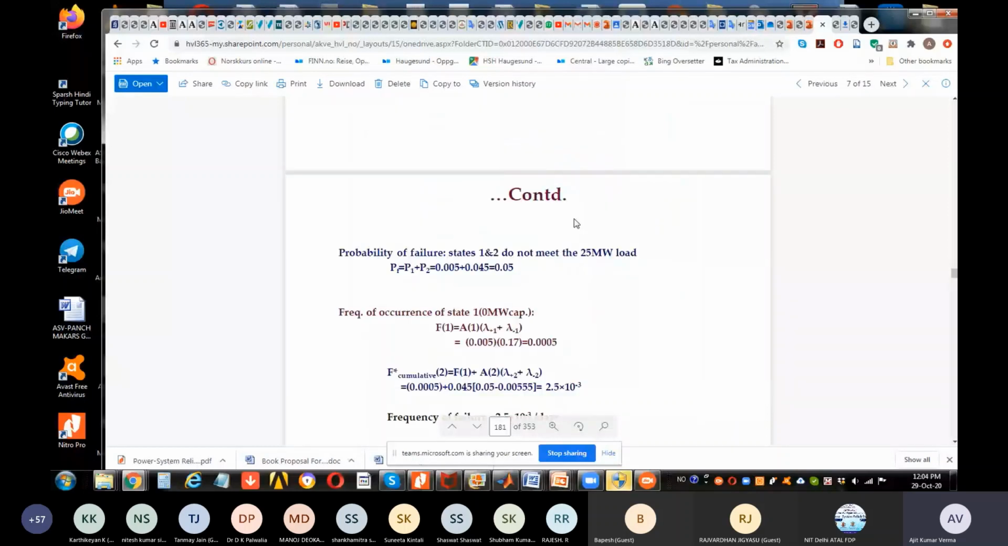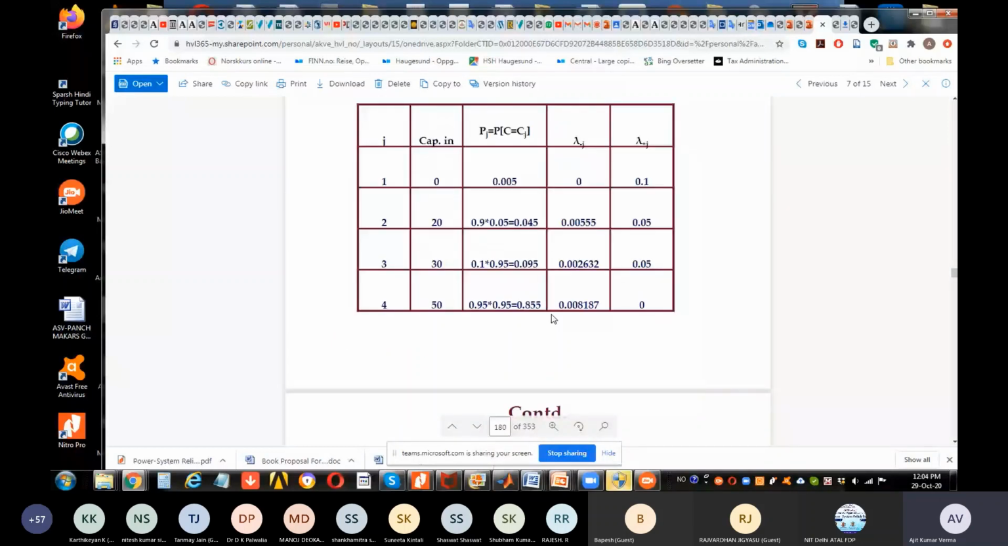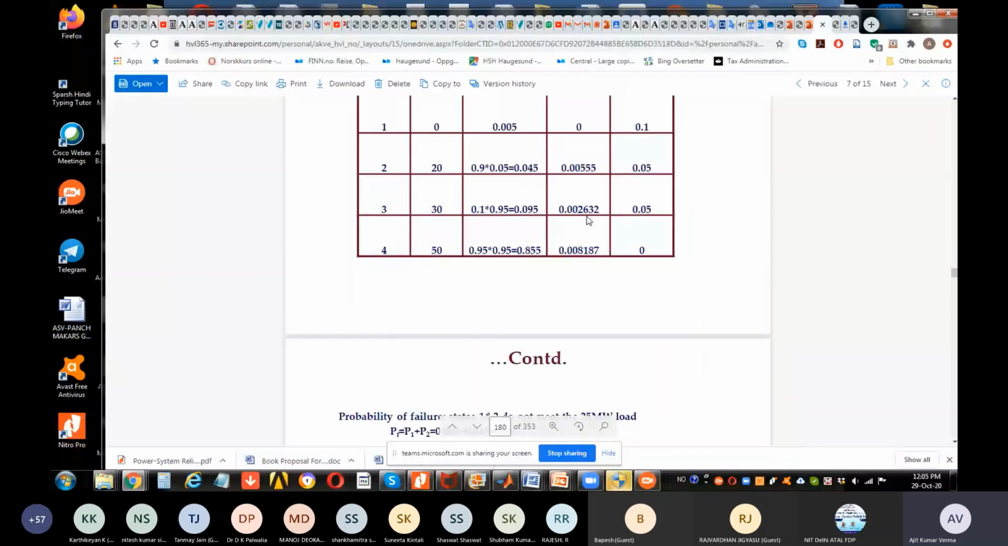Now, cumulative frequency we probably haven't touched much upon, but without going into the mathematics, what you need to do is find out the cumulative frequency of failure. So when 25 megawatt load is there, it would fail when zero capacity is there and 20 capacity is there. So you find out the frequency of failure due to zero, which we have already found out, and then the frequency of failure due to 20, and add them.